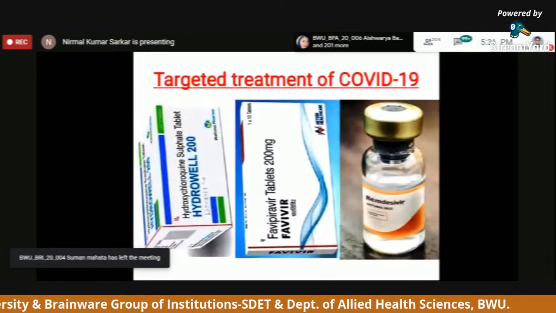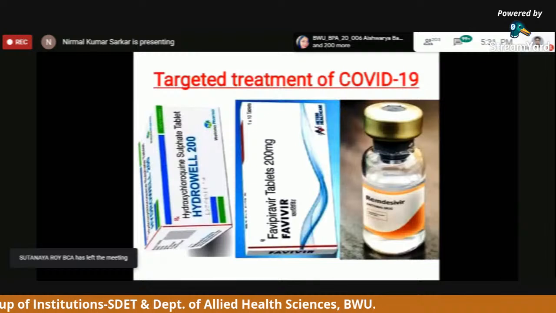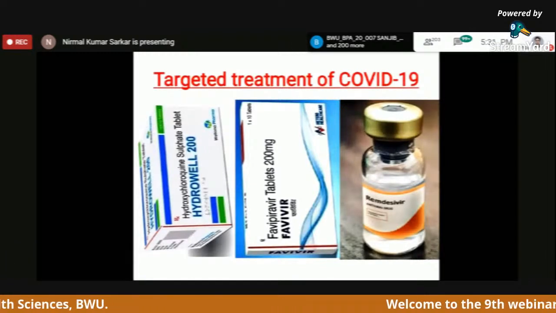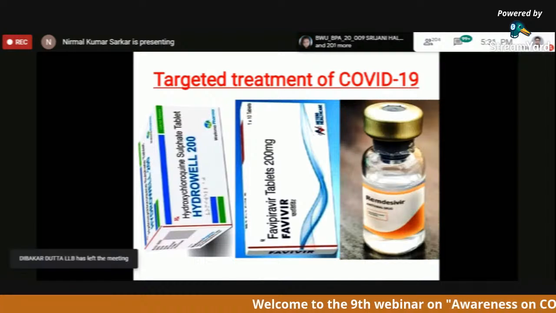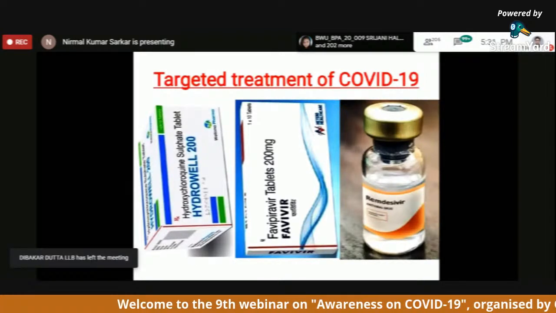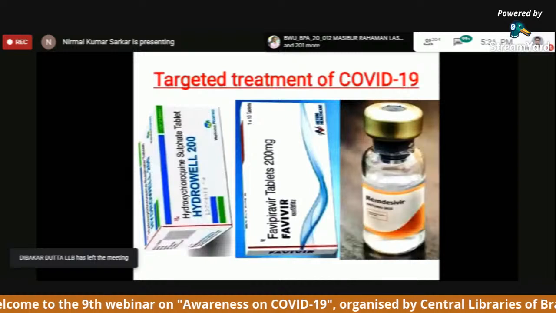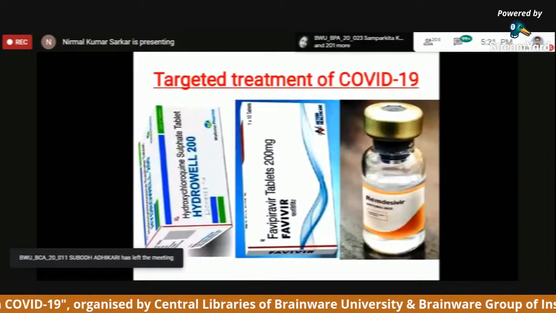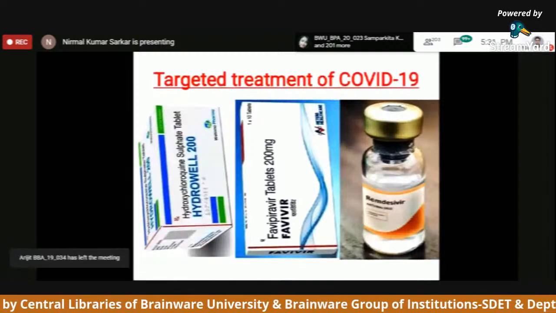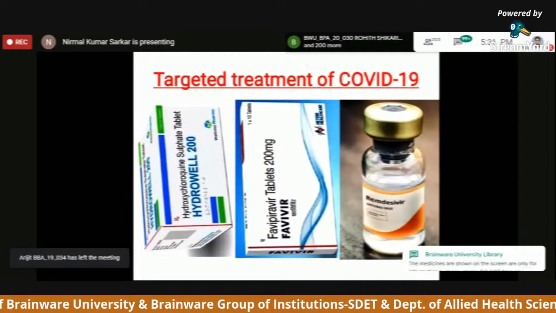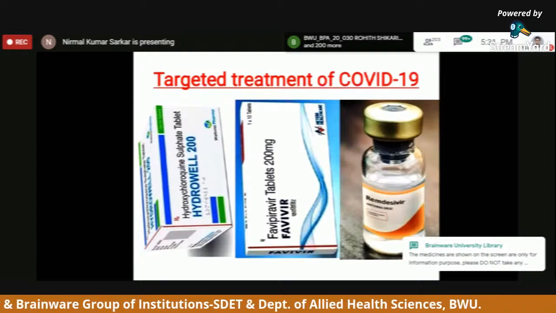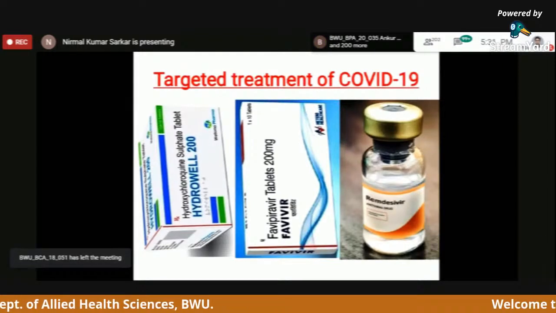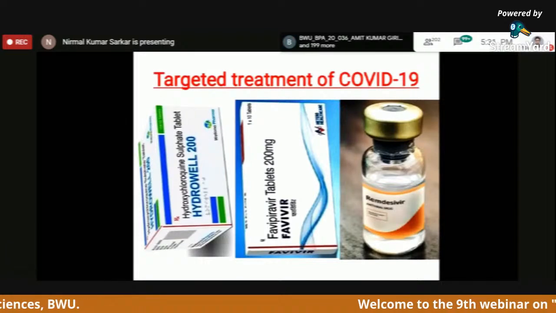Then targeted treatment or direct control of viral load in the body of a patient is also attempted in severe conditions. Although no specific antiviral drug is known so far to eliminate novel coronavirus from the body, an antimalarial drug, hydroxychloroquine, is widely used in several countries, especially in India, Brazil, South Africa.